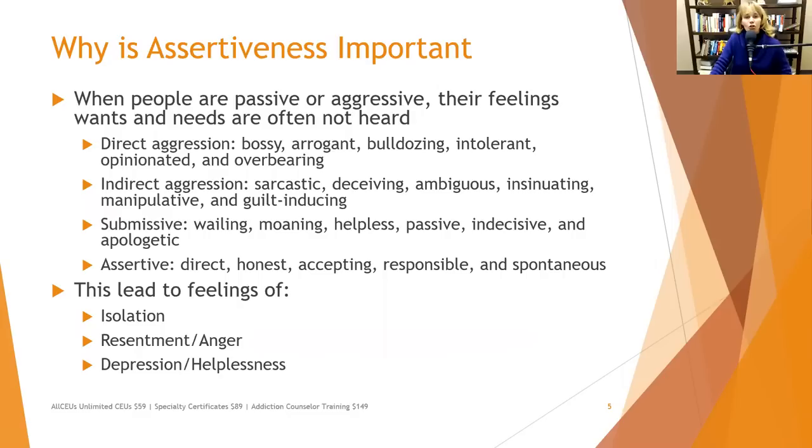When people are aggressive or passive, it leads to feelings of isolation because they don't feel like anybody understands them. Well, no, because they can't read your mind. So yeah, you may feel isolated because nobody can get past that wall. Resentment and anger: if you're not feeling like you're getting your needs met for one reason or another, either because you're being passive or because you're so aggressive that you kind of pushed people to the outskirts, you can start feeling angry. And depression and helplessness can also come out of ineffective communication styles.